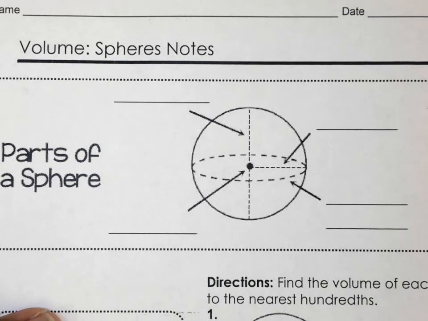First thing is parts of a sphere. These arrows are pointing to different parts of the sphere. Make sure you got headphones out too. I shouldn't have to tell you that.